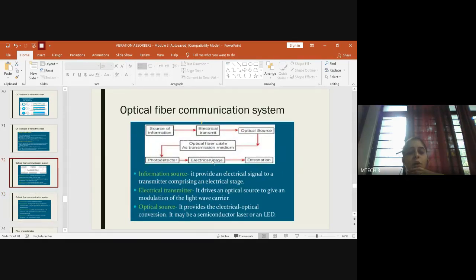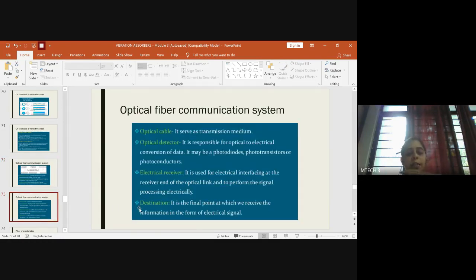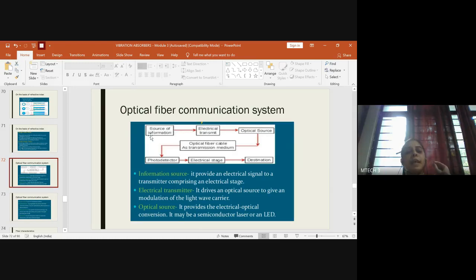So once it receives all the electrical signals, they will be transferred to your destination. So this is the final point where you have to send the electrical signal. The equal amount of electrical signal which is transmitted from the source will be sent to the destination without any loss, if the incident ray is reflected back within the optical fiber in each and every phase.